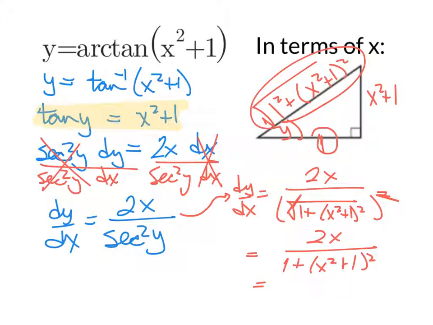If you did want to expand that denominator, you would end up with an answer of 2x over x to the 4th plus 2x squared plus 2. But that would be our derivative.